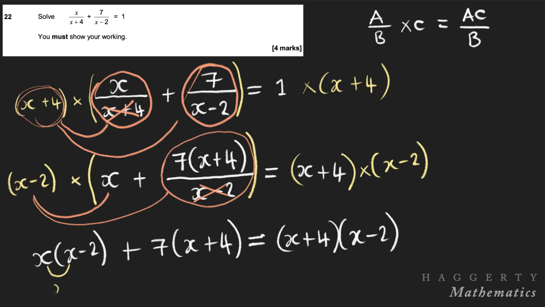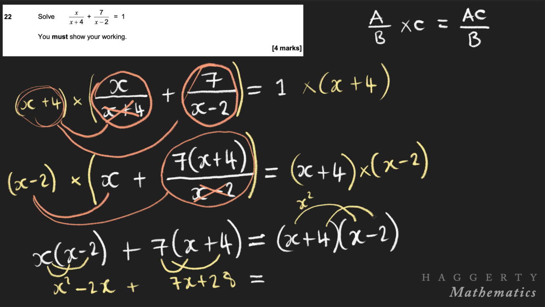So x times x is the x squared. x times minus 2 is going to be minus 2x here. 7 times x is 7x. Well, as you go, 7 times 4, it's going to be 28 coming out as well. This is all being added up on the left-hand side. And on the right, it's a double bracket expansion. So you get the x times x is x squared. You get the 4 times negative 2, that's minus 8, right? And you get the 4x coming out as well. And then you also get the minus 2x coming out.